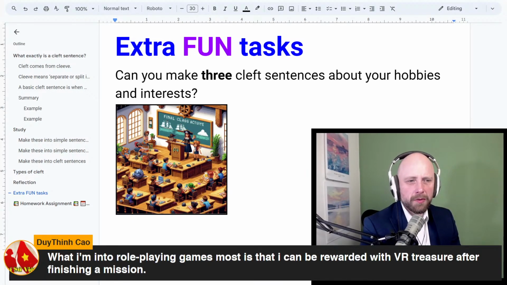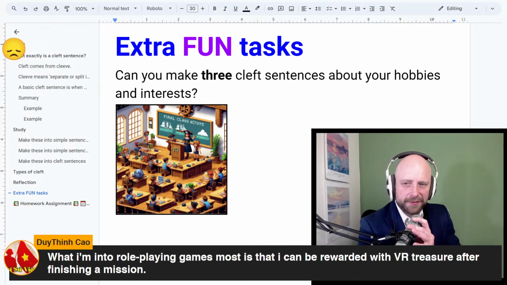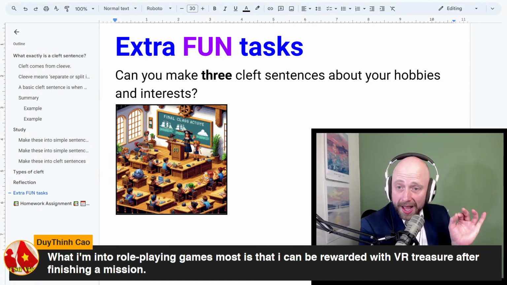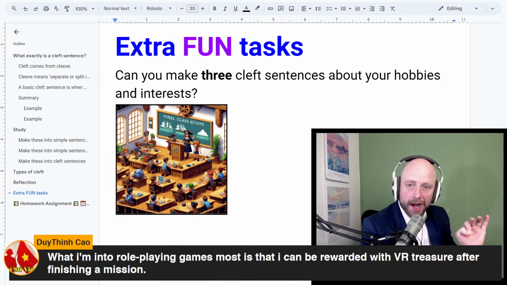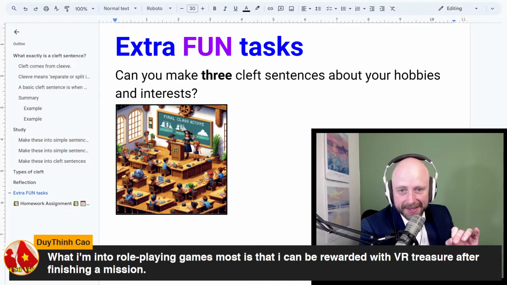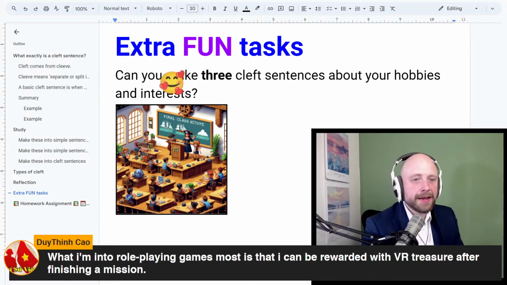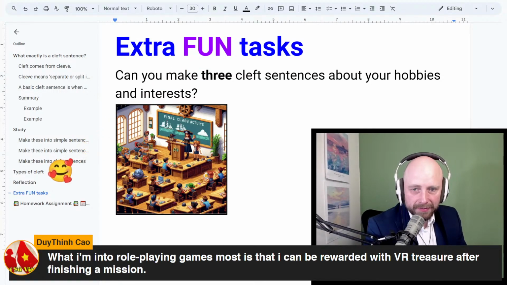What I'm into role-playing games the most is that I can be rewarded with VR treasure to finish a mission. So let me change this for you, Dewey. It's the reason why I'm into role-playing games is that I can be rewarded with VR treasure. So the reason why I'm into role-playing games.